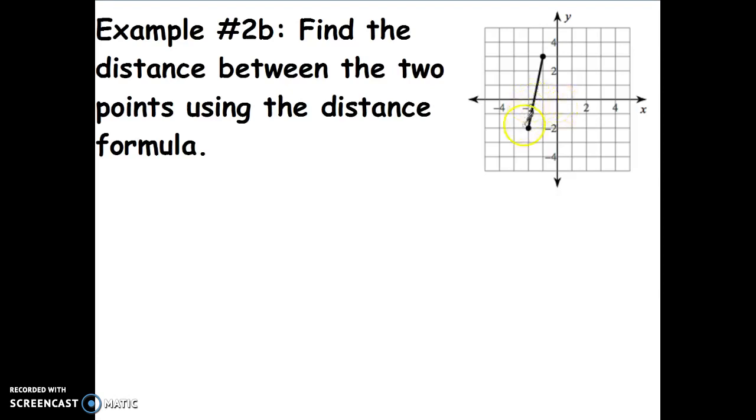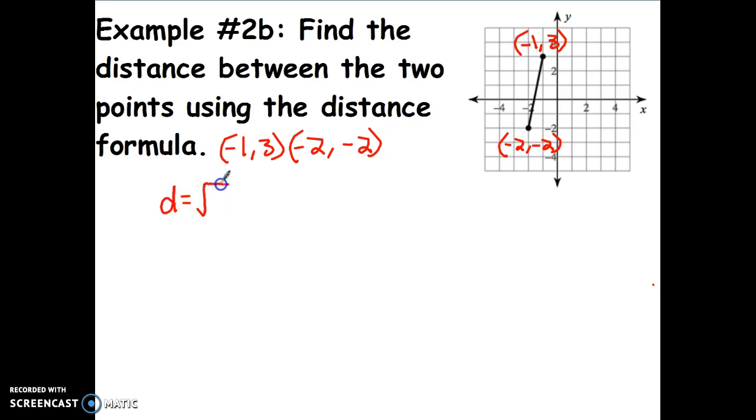So if we look here, this is (-2, -2). And this is (-1, 3). Okay. All right, I'm just going to rewrite these over here. It does not matter what order you write the ordered pairs. It does not matter which ordered pair you say is your first ordered pair and which ordered pair you say is your second ordered pair. Either way, you're going to get the same answer.